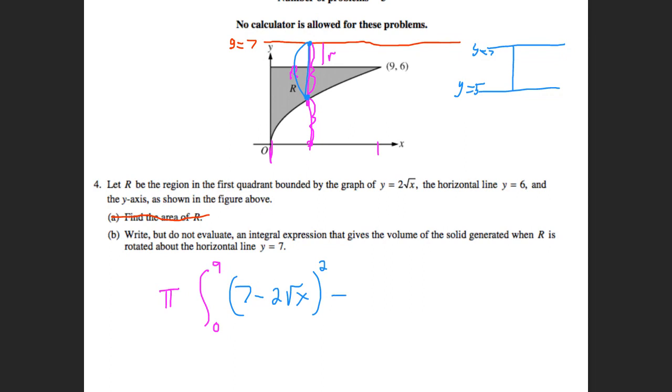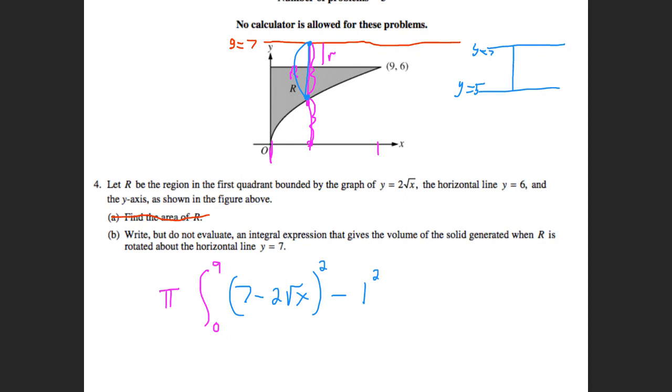Minus, what's the small radius in this problem? 7 minus 6, or 1. So this time I can find a value. It's just 1 squared, which is just 1. This is my formula. If I plug this into my calculator, I would find the volume of that figure. But it didn't ask me to plug it in. It says write, but do not evaluate.